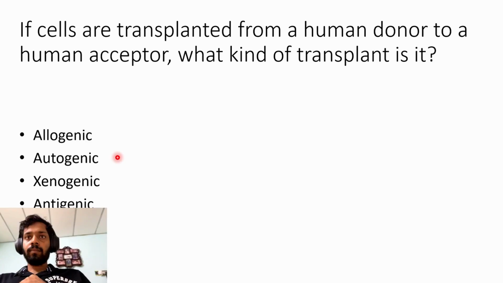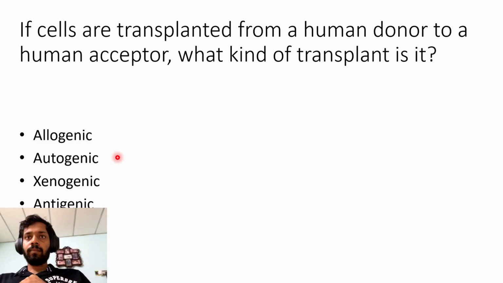From one species to another species. Correct. So allogenic transplantation is where you take from a human donor and transplant it to a human acceptor. So all these liver transplantations usually are allogenic. But if, for instance, you're taking a pig's heart and transplanting it to a human, then that's xenogenic.